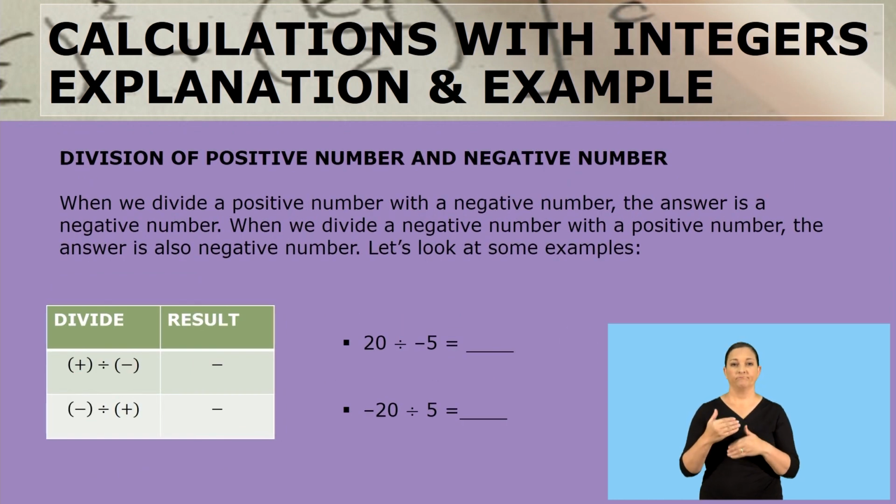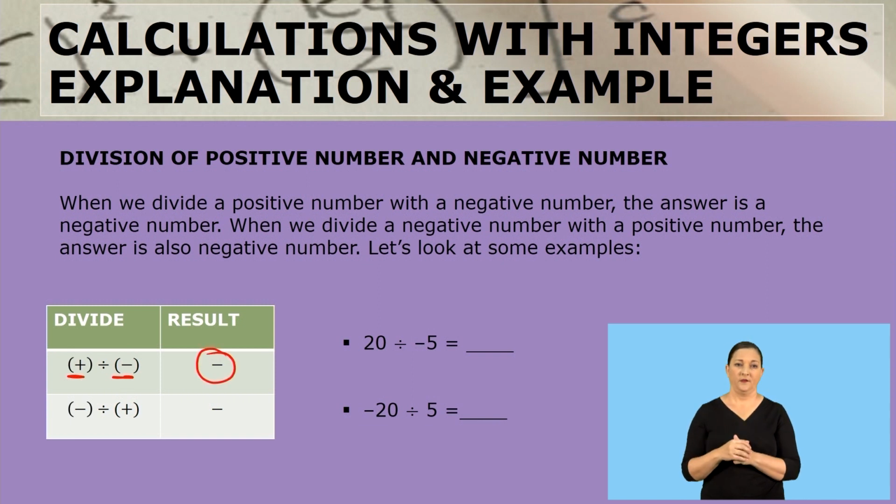Let's move on to division of a positive number and a negative number. When we divide a positive number with a negative number, the answer is a negative number. When we divide a negative number with a positive number, the answer is also a negative number. Let's look at some examples. So again, when we look at the table there, we have a positive number being divided with a negative number, and the result will be a negative number.